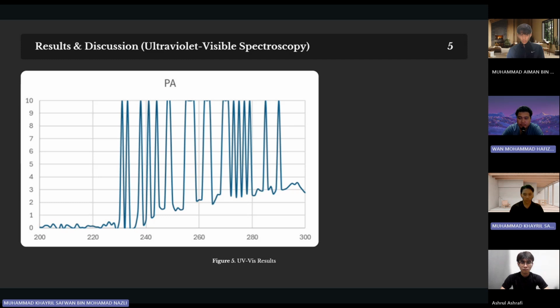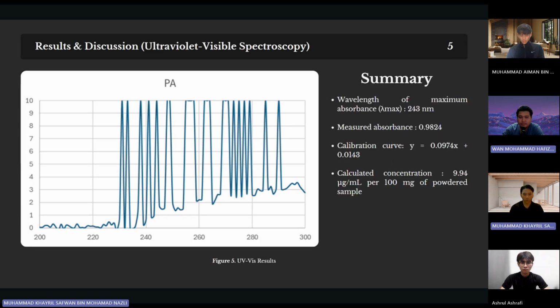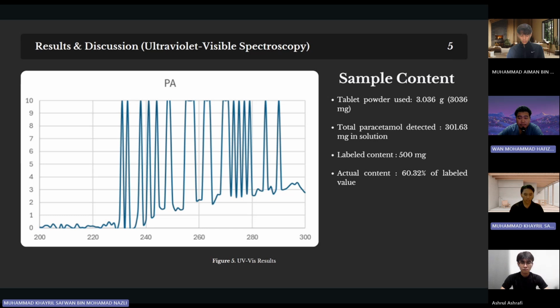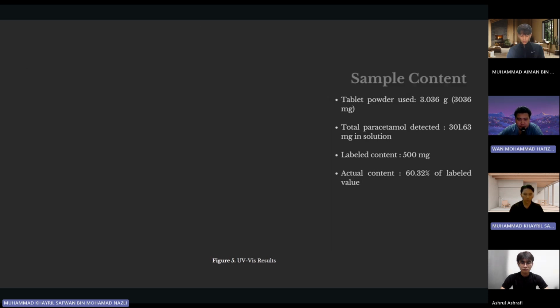UV spectroscopy showed an absorbance of 0.9824 at 243 nanometers based on the calibration curve. The calculated paracetamol concentration was 9.94 microgram per milliliter per 100 milligram of powder. With 3.036 gram of tablet used, the total paracetamol detected was 301.6 milligram, which is only 62.3% of the labeled 500 milligram content.